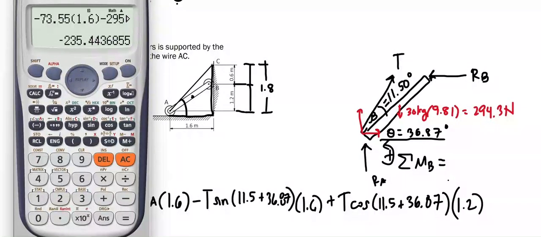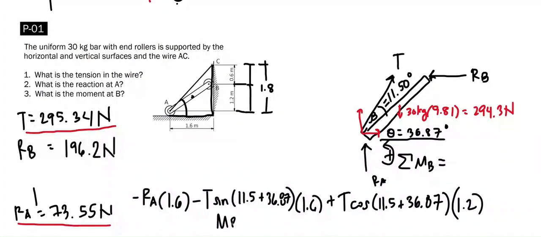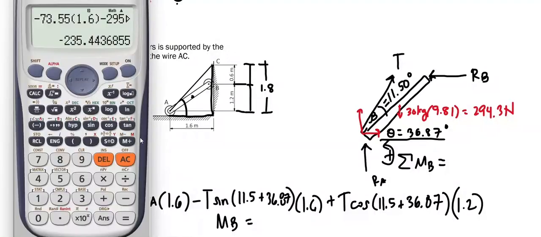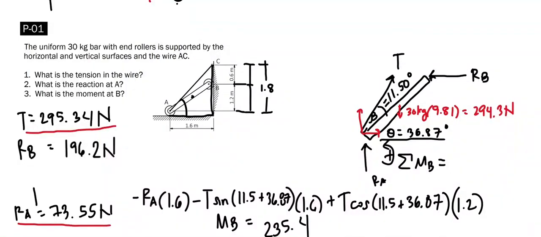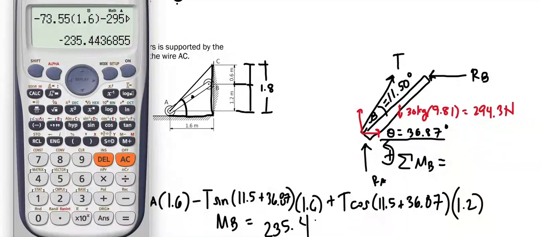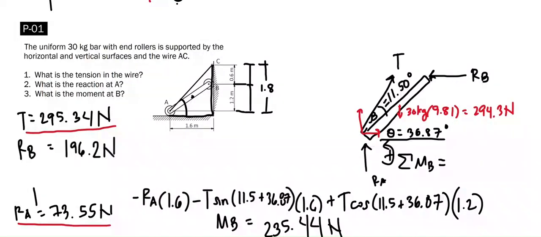Since it's negative, therefore the moment at B must be in the clockwise direction. Since we're assuming counterclockwise to be positive, and we get a negative value, the moment at B must be clockwise. This is in newton meters. So that is the final answer for number 3.